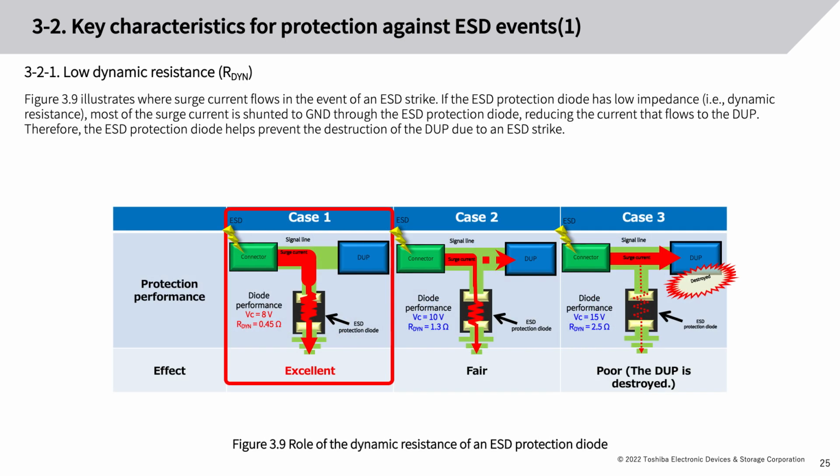Figure 3.9 illustrates where surge current flows in the event of an ESD strike. If the ESD protection diode has low impedance, i.e., dynamic resistance, most of the surge current is shunted to ground through the ESD protection diode, reducing the current that flows to the DUP. Therefore, the ESD protection diode helps prevent the destruction of the DUP due to an ESD strike.